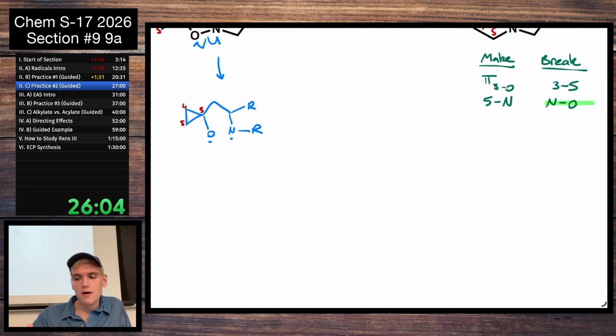So let's try to make our 3O pi bond. And then we need an electron to come from somewhere, right? So where should the other electron come from to make our 3O pi bond? From the 3-5 bond, right? So with the 3-5 bond, 1 electron goes in here and it meets the 1 electron from the O. And then we're going to push off the other electron in the 3-5 bond onto 5.